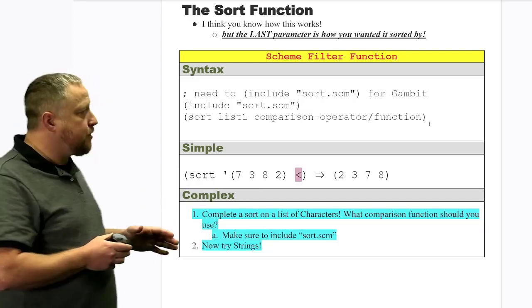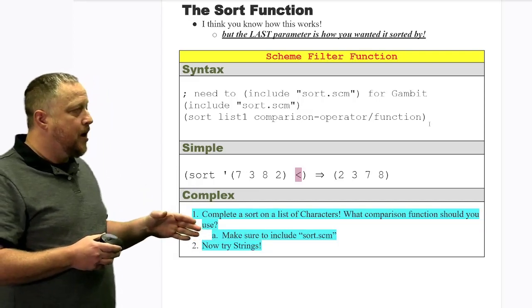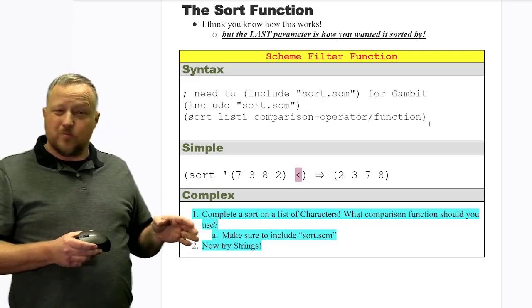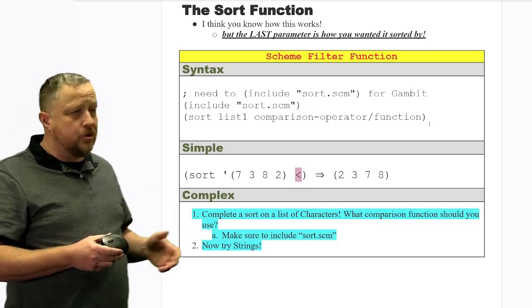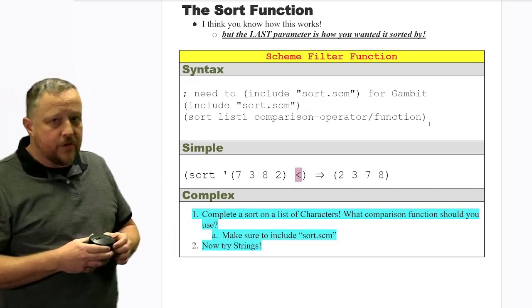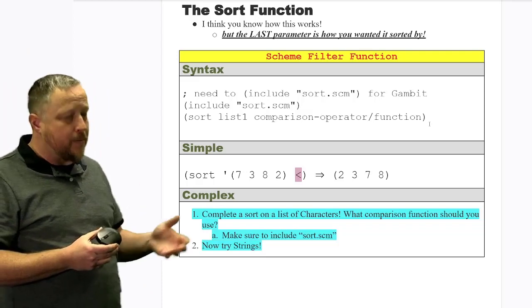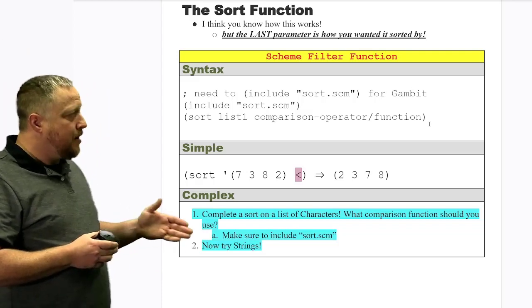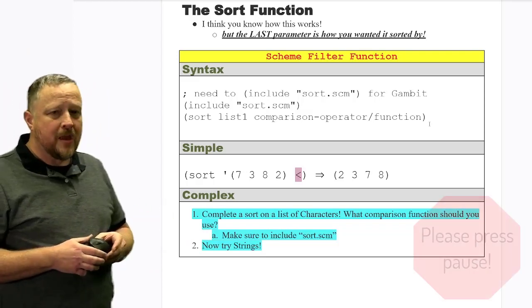And then what comparison function should you use? I'll give you a hint. It's in the notes, number 1. And number 2, it's actually in your reference of either flavor that you want. It's in there as well on how you can compare characters. And then I want you to try strings with that too.